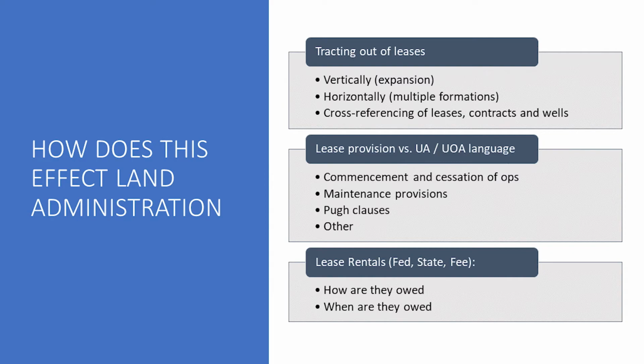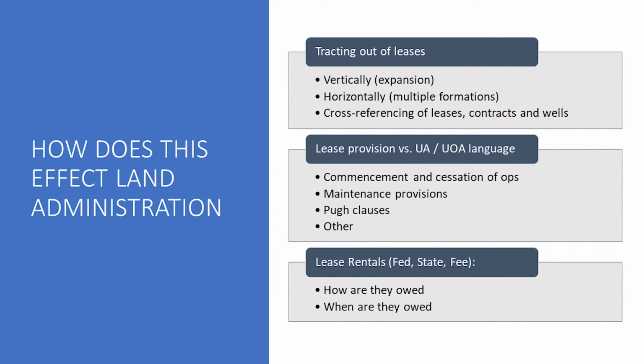And when it comes to lease rentals, how are they owed? When are they owed? Lease rentals are always going to be due on a federal lease until it has a producing status or a minimum royalty status, even if it's inside the federal unit. The state is the same way, or most states would be the same way. I can't think of a state why they wouldn't want their annual rental.